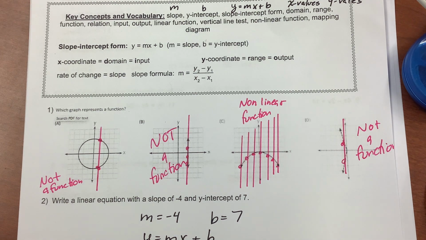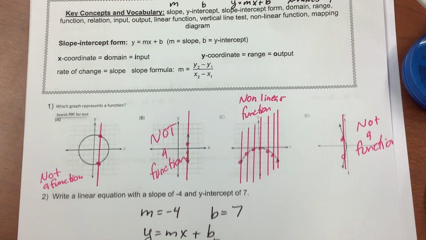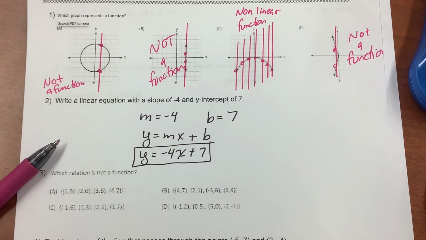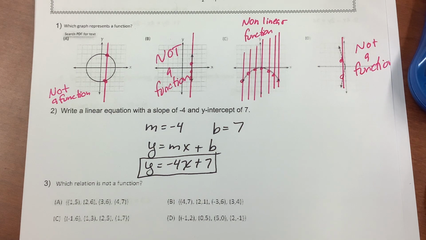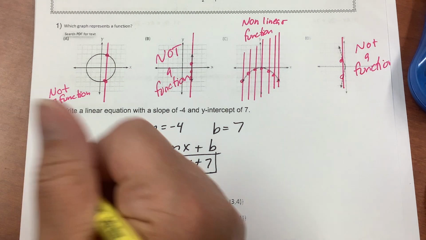Which relation is not a function? Remember, in order to be a function, the x values cannot repeat. So I'm only going to look at the x values. I'm going to grab my highlighter and highlight all my x's.